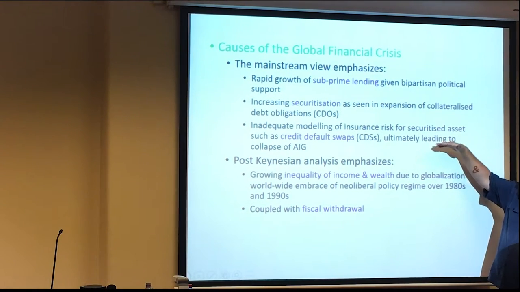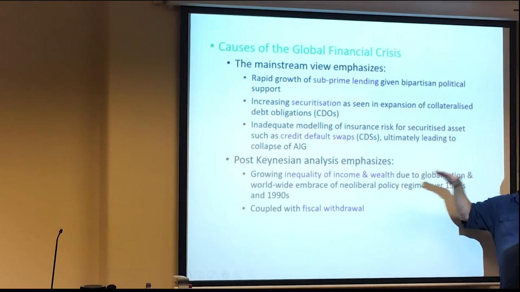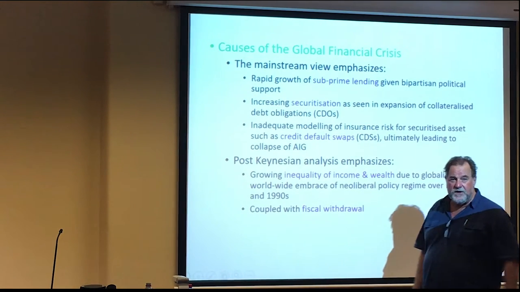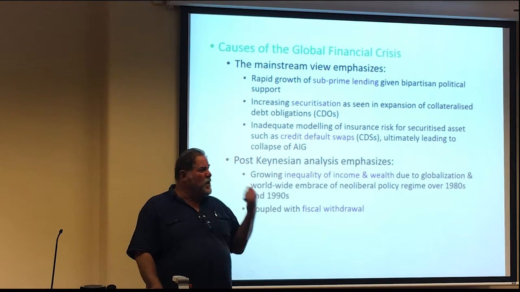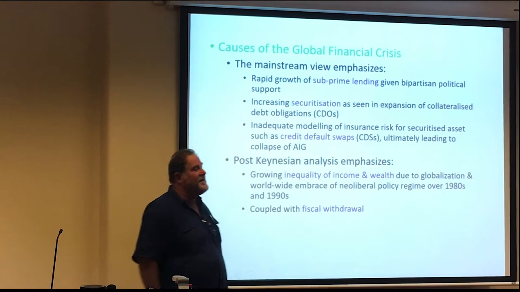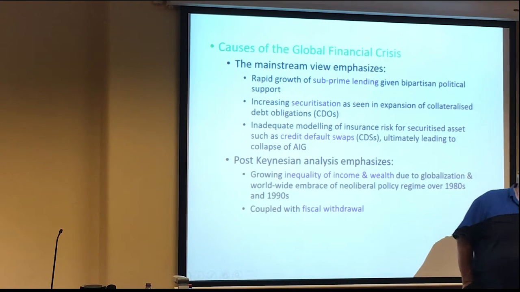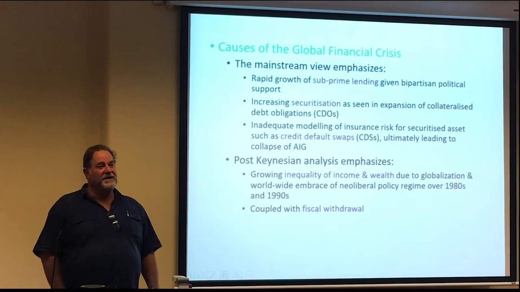Okay, in opposition to that sort of mainstream analysis, post-Keynesians emphasise, first and foremost, growing inequality of income and wealth. In part, that's due to globalisation, but also this worldwide embrace of neoliberal policy regimes over the 1980s and 90s. You had Maggie Thatcher, of course, in the UK. In the 80s, you had Ronald Reagan in the US. And where did all this neoliberal stuff come from? Well, a lot of it was cooked up by Austrian economists in Vienna in the 1920s and 30s, but no one took that much interest or notice of it.